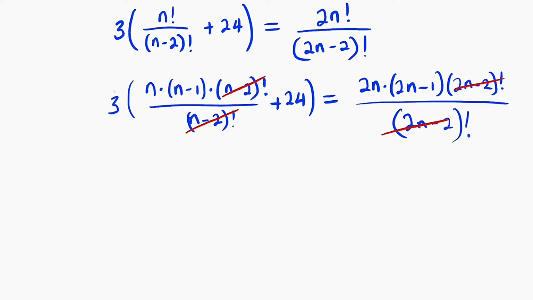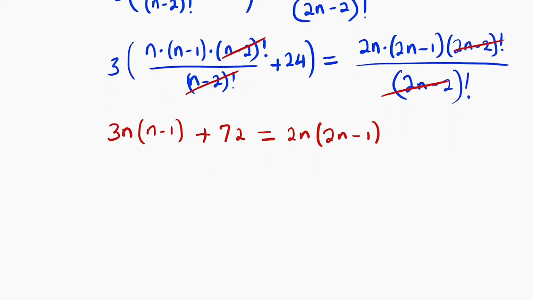We're going to use 3 to distribute over these 2 terms that are left. We have 3n multiplied by n minus 1. Then we multiply 24 by the same 3, which is going to give us 72. And to the right hand side, we have 2n multiplied by 2n minus 1. We're moving. Now let us expand these brackets.